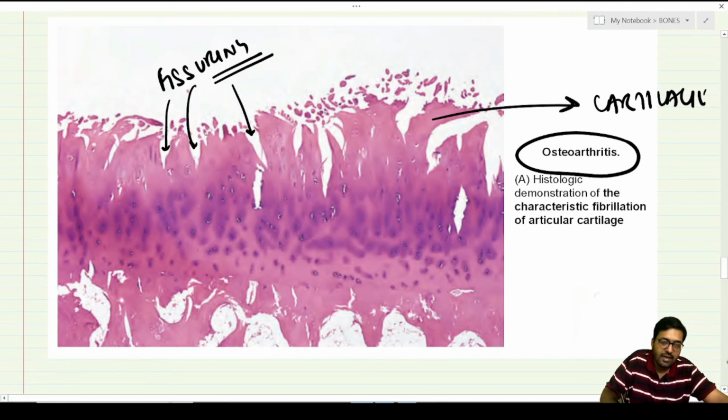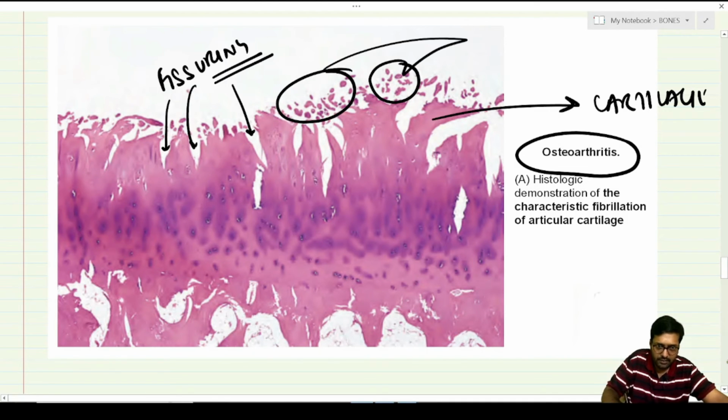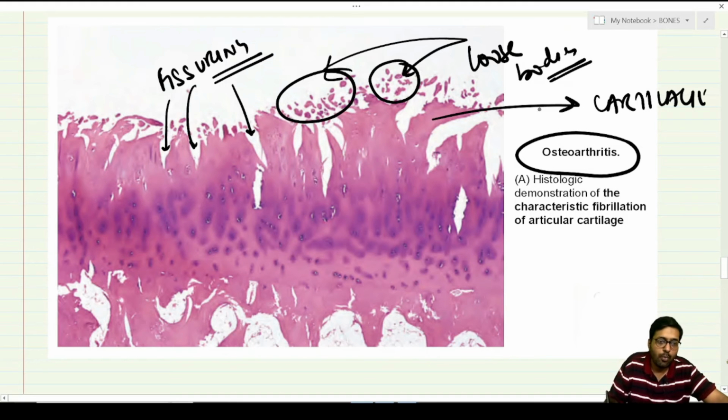As the cartilage is getting lost, they are forming very small bodies, as we can appreciate over here, and these are entering the joint space. They are called the loose bodies. And in this area, you can see it's a cartilage. Slowly and steadily, this cleft is going to go down and expose the subchondral bone, leading to the characteristic changes in the bone as well.